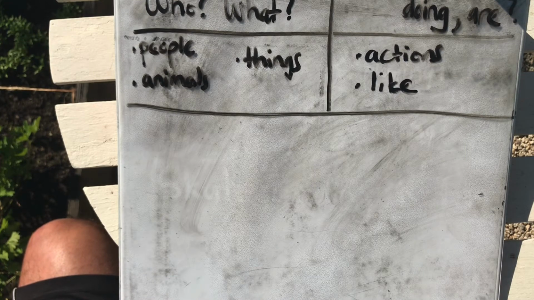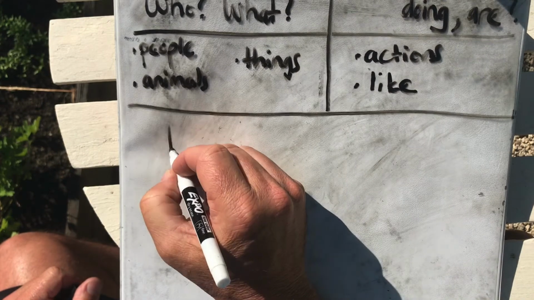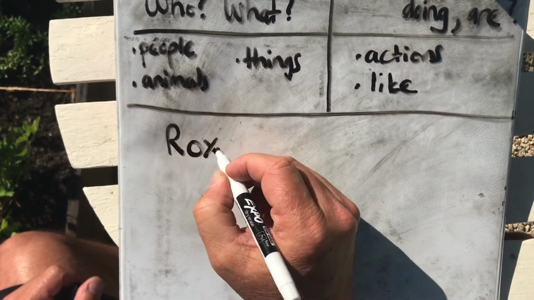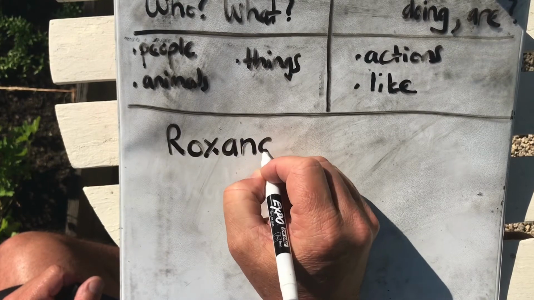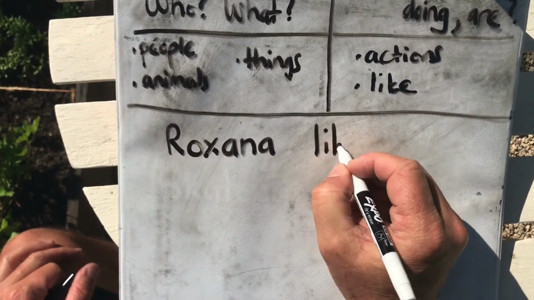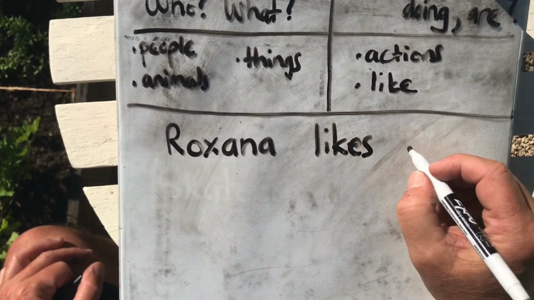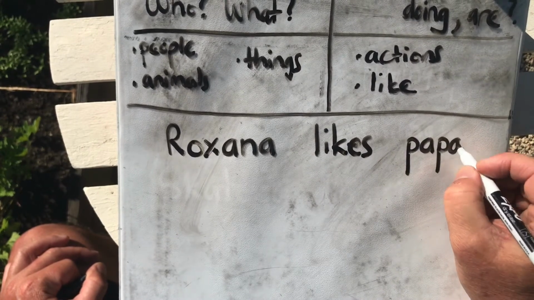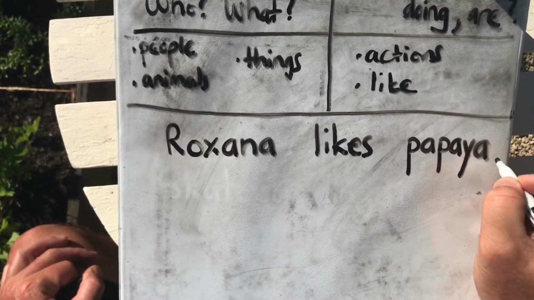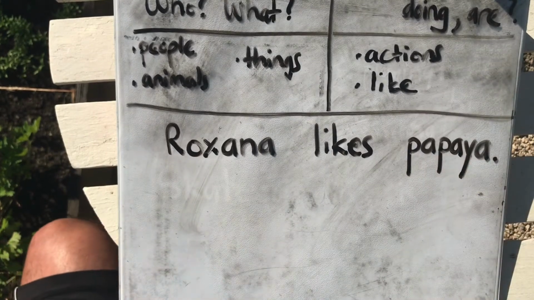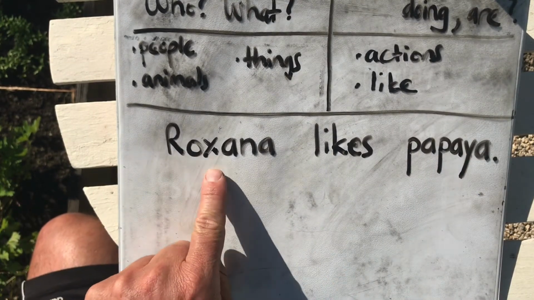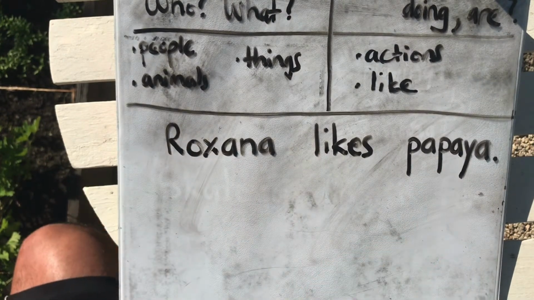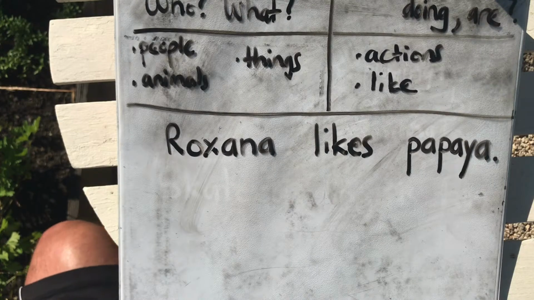So I'm going to write Roxana likes papaya. So I know that's 3 words. Roxana likes papaya. And now I'm going to write Roxana likes papaya. Okay, now that I've finished it, now I'm going to read it. Roxana likes papaya. That is what I wanted to say, so I'm happy with the sentence.